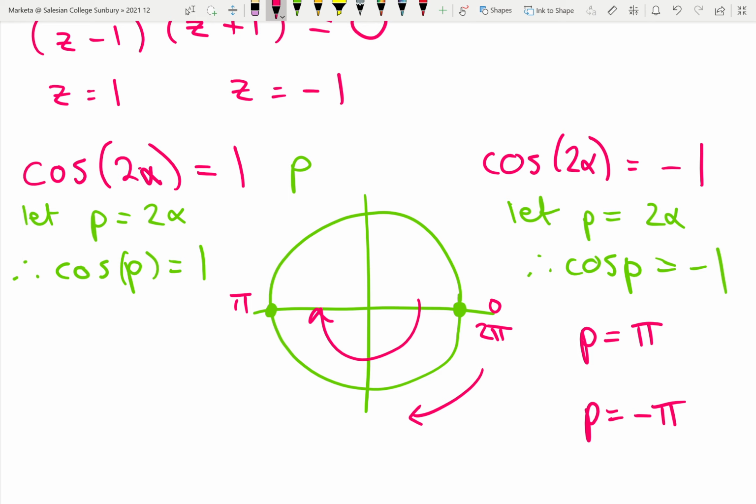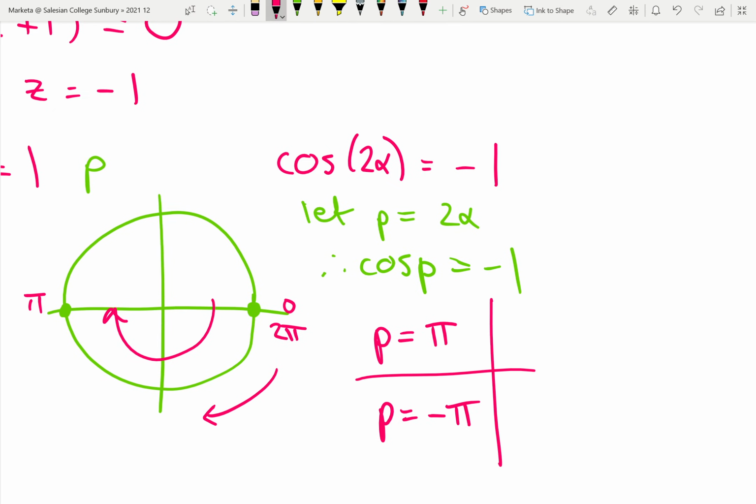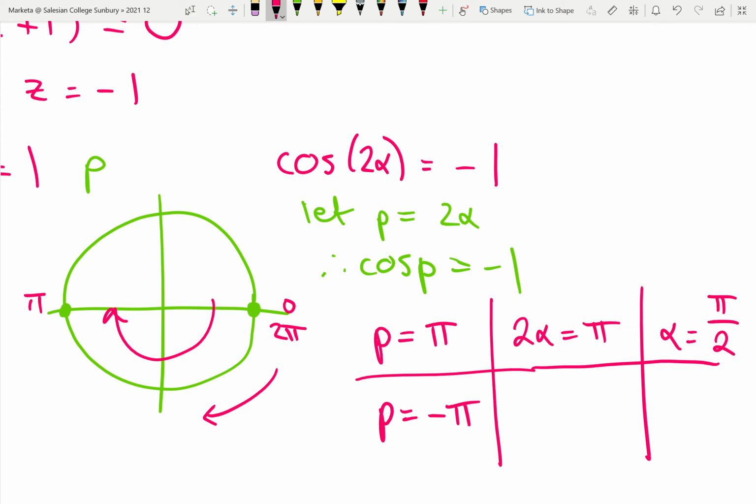So let's see what we get for those. Remembering that P is 2 alpha, alpha equals pi on 2. And here, 2 alpha equals -pi, so alpha equals -pi on 2. So both of these solutions are relevant for us. They are both values that we would have within the domain.